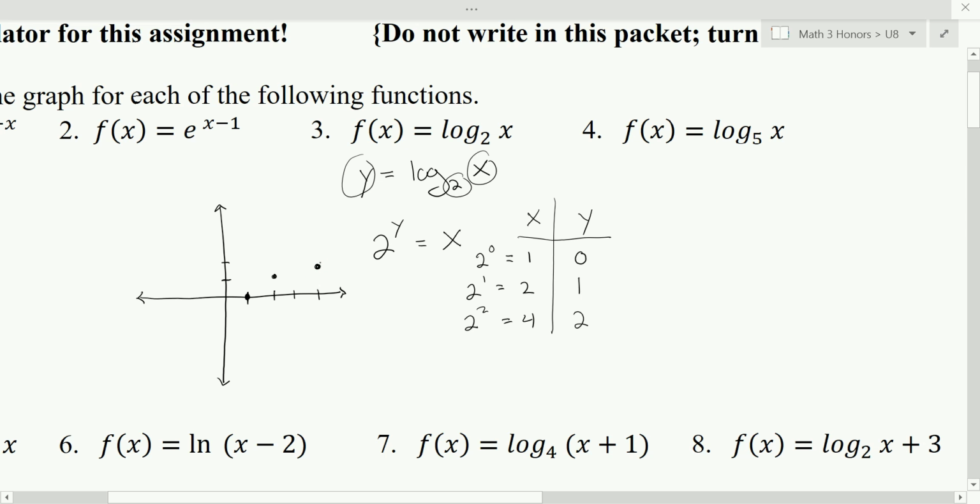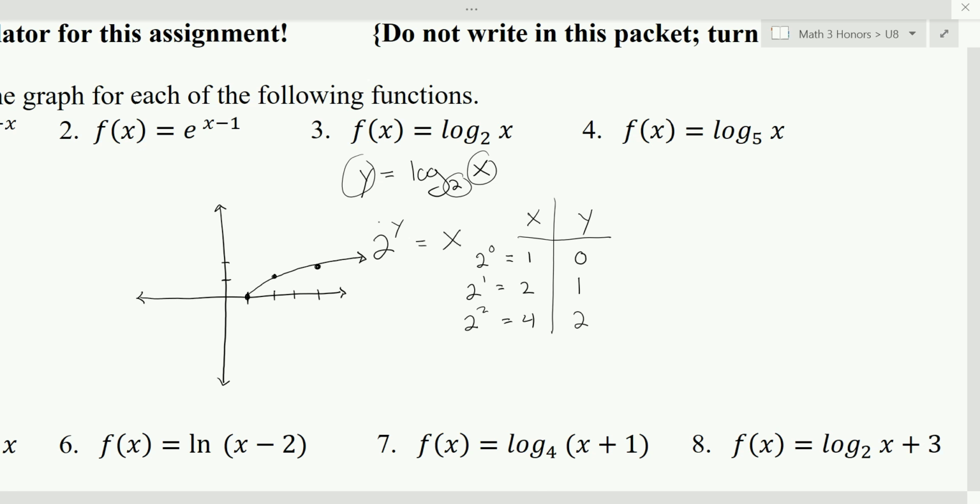As we pick larger values of y, we're just going to end up getting this kind of shape. It's increasing, but it's increasing slowly. How far can we go to the left? Can we have a negative x value? Why not?